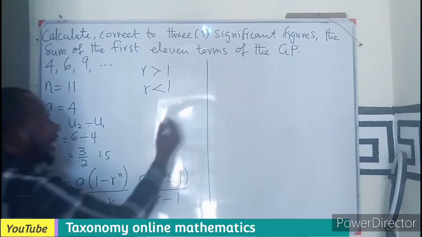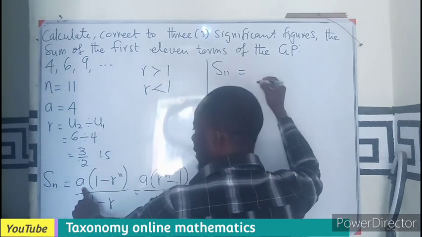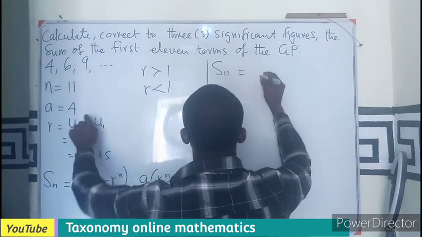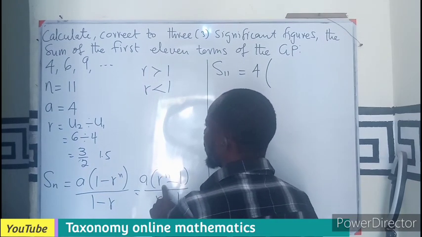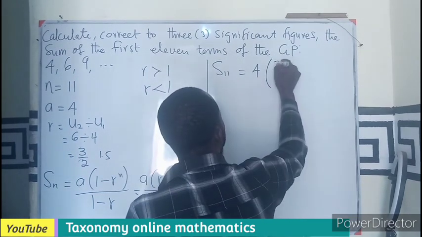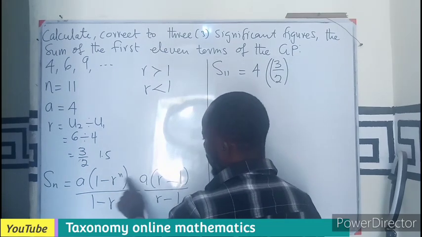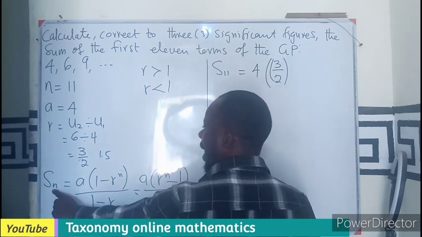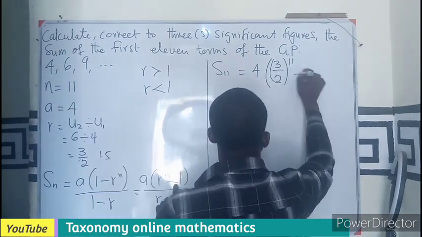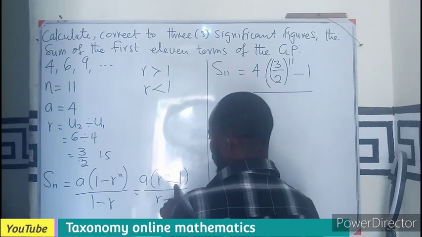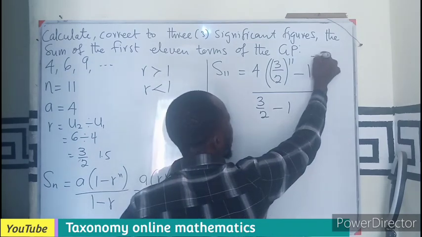So our Sn, which will be S11, is going to be a, which is our 4. Then we have our r, which we have as 3 over 2. That value must be raised to the power what? n, and the n is what? 11. Then minus 1 all over 3 over 2 minus 1.